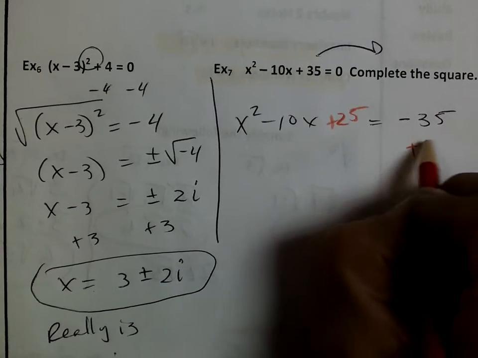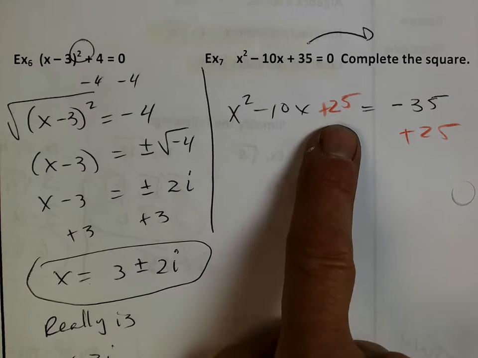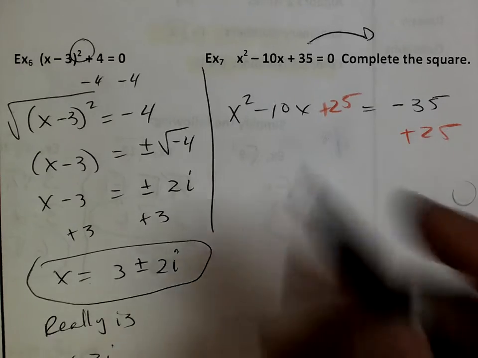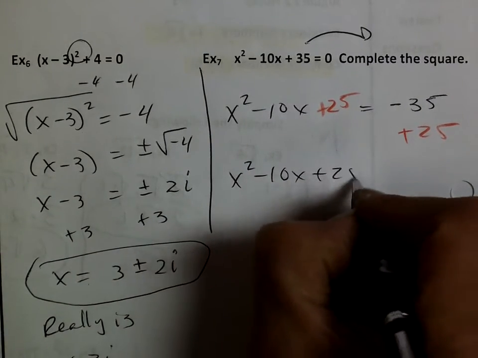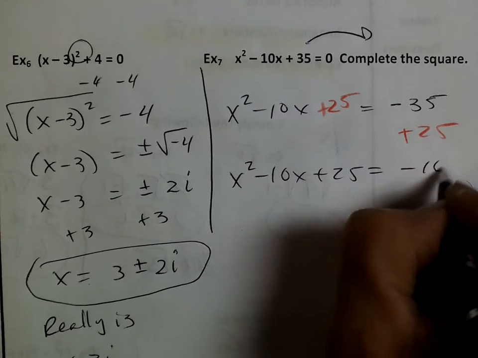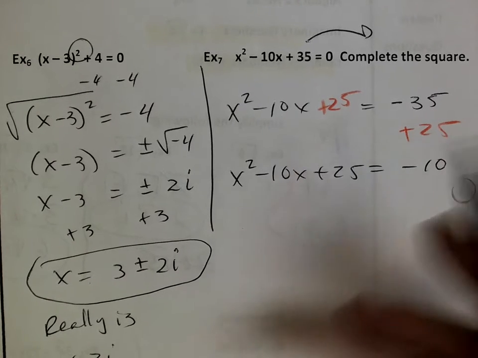I'm going to go plus 25. Okay, let's see what I get. I want to factor this, but I need a number here to help me factor. So I said, let's just add 25 to both sides. So now I'm going to have x squared minus 10x plus 25 equals negative 10. You okay with that? When I added in that 25, it allowed me to factor, didn't it?